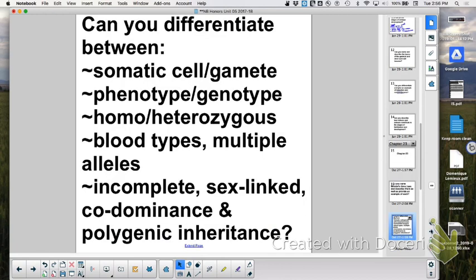Can you differentiate between a somatic cell and a gamete? Give me examples of gametes. Sperm and egg. Everything else is a what?